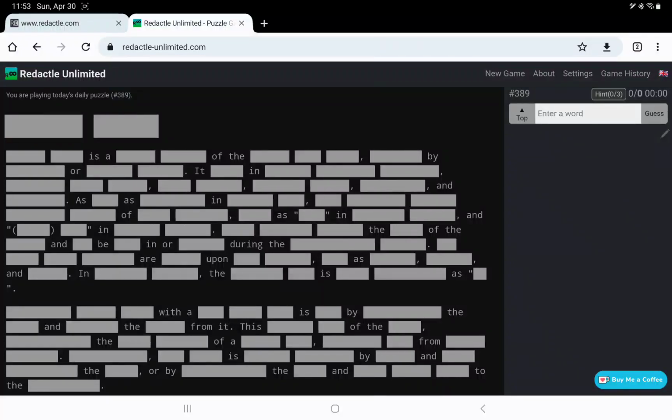That's my Redactle number 389 on Sunday, April 30th. We have a two-word title, 6-5. 6-5 is a 6-7 of the 6-4-5. And then it's 8x9 or 7-7. It 5 in this, and this, as well as 10 in 7-4.